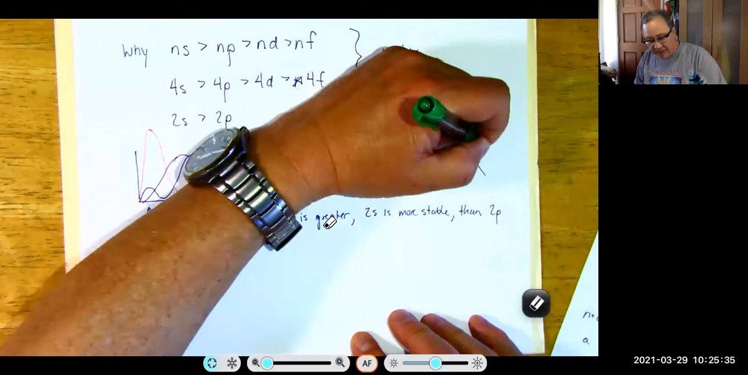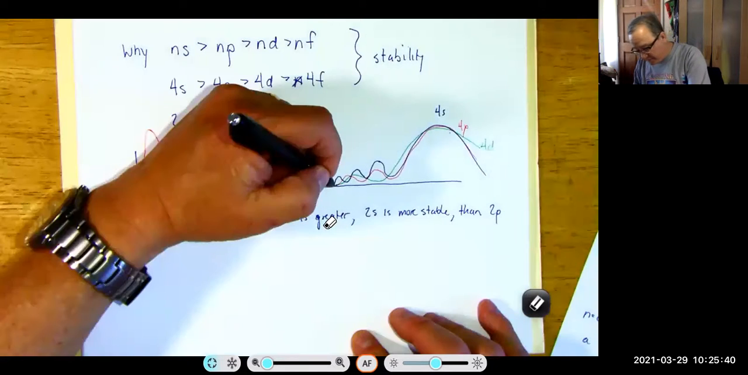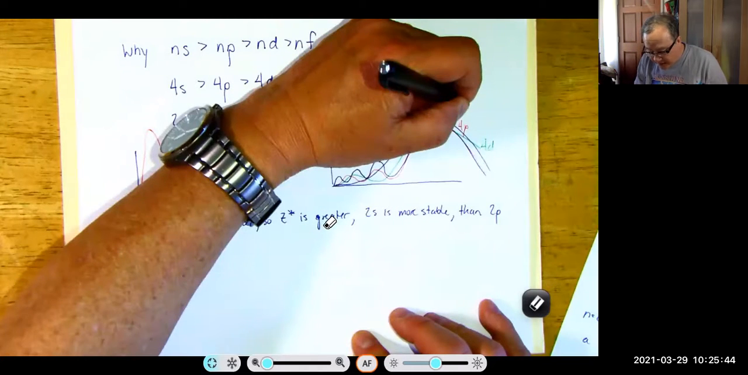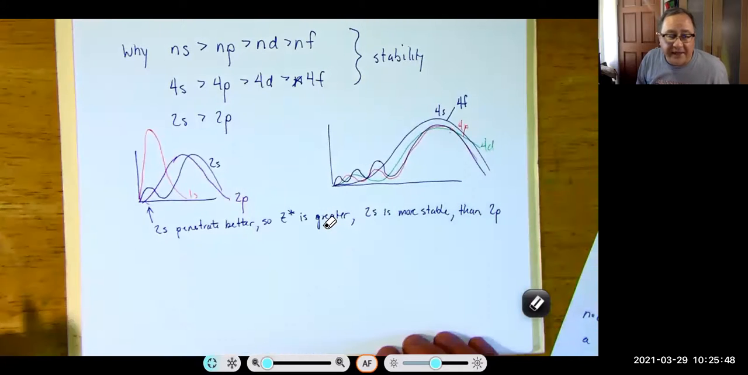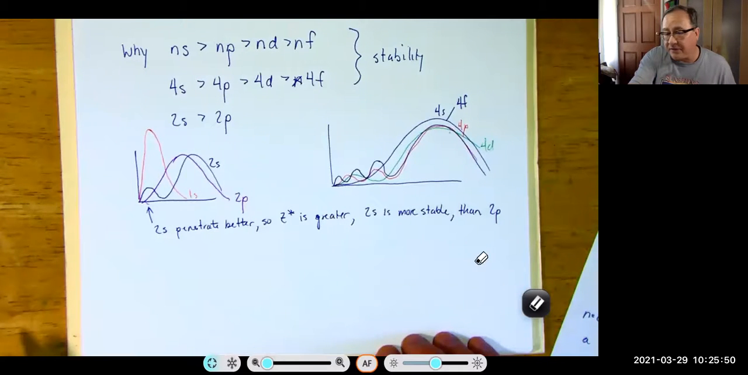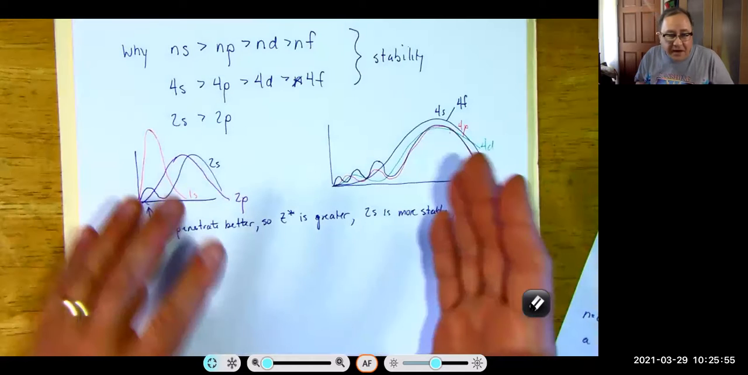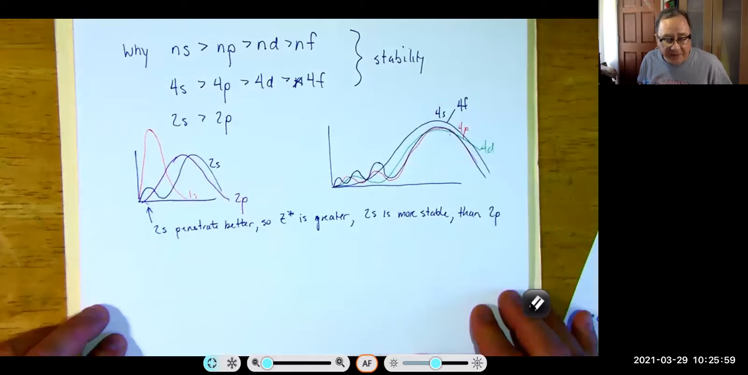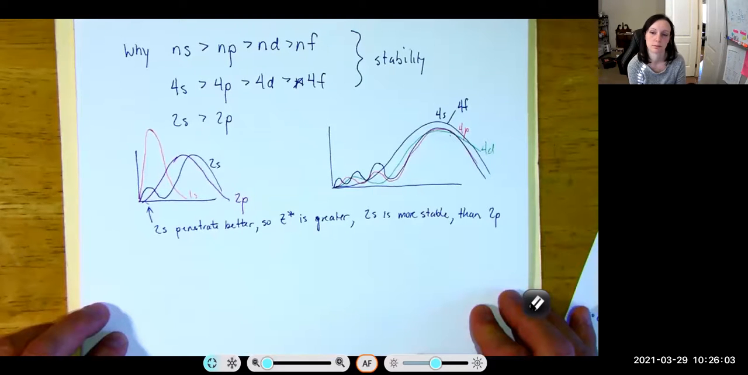(4d). And the 4f would look like this. So the more humps you have, the more likely you are to be close to the nucleus, and therefore an electron in that subshell will be more stable. So why do more humps matter? Because the electron penetrates the screening better. Okay, so that's what it's all about.